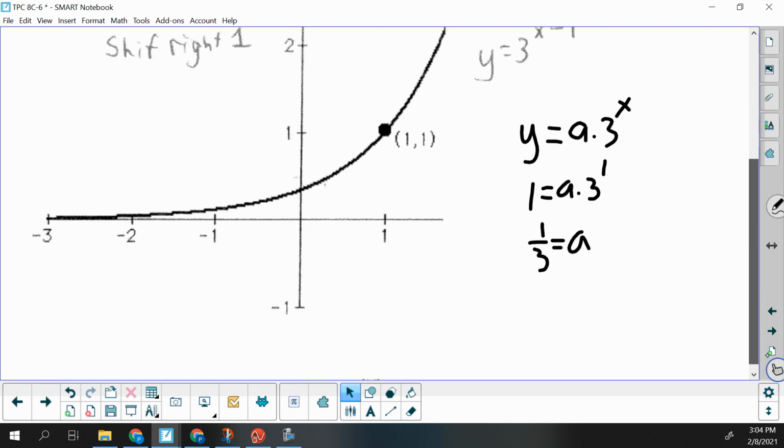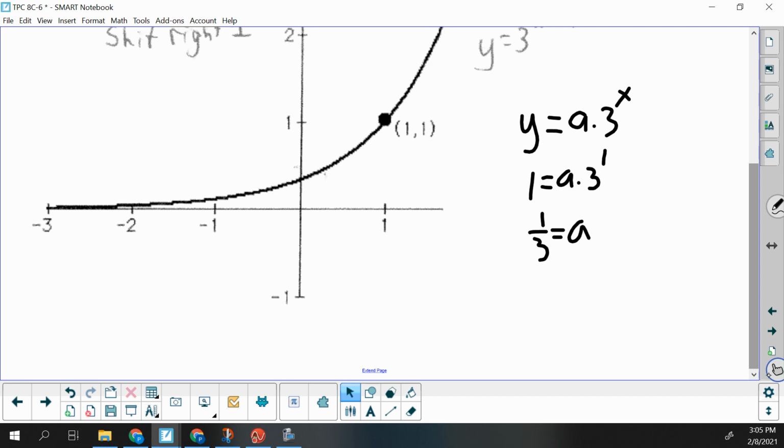So we're leveling off at 0, so you don't need to add anything on the end. Sub in one of our points. You get 1 equals a times 3. Divide the 3 over, you get a as a third. So we have y equals 1/3 times 3 to the x. And you could either say multiply y's by 1/3, or you could say vertical compression by a factor of 1/3.